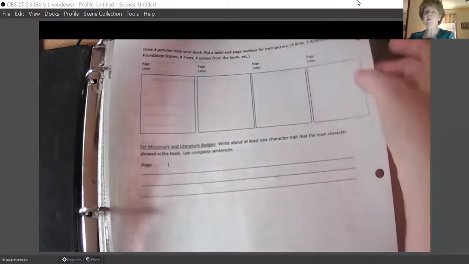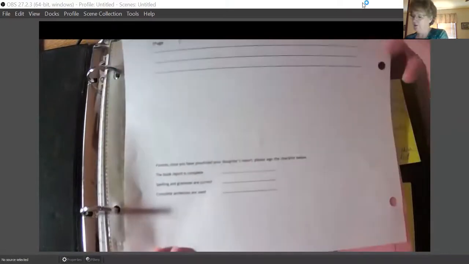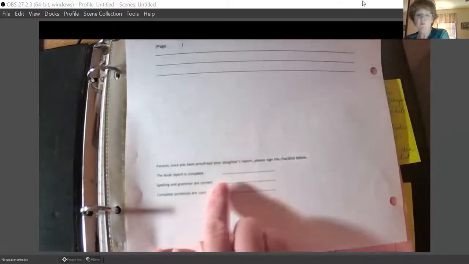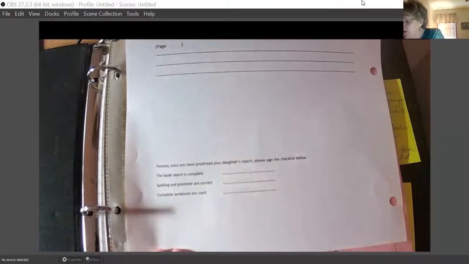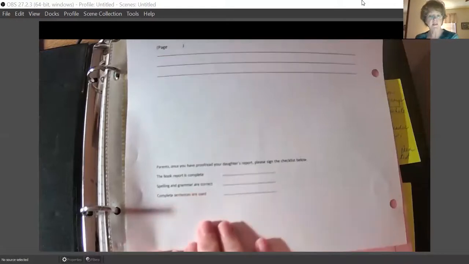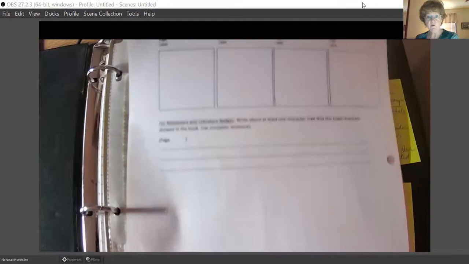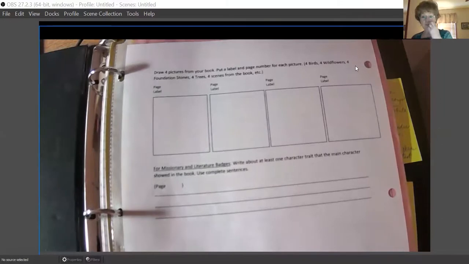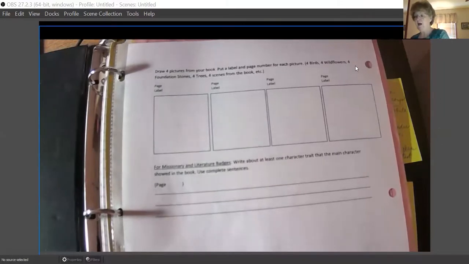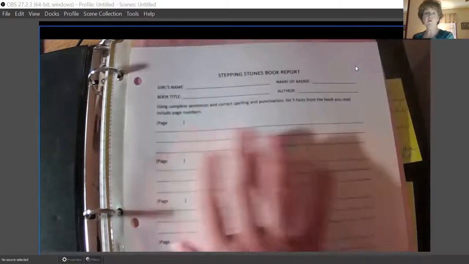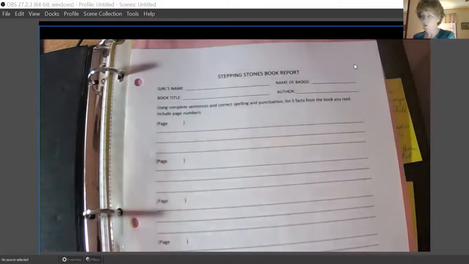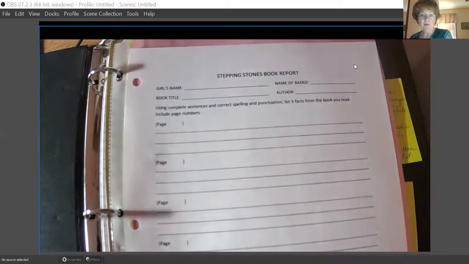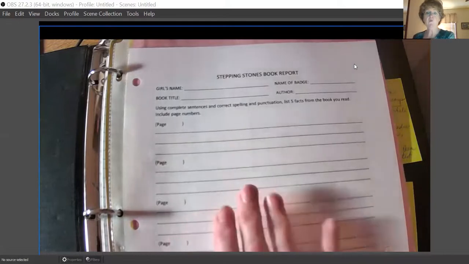Once your girl has completed this book report, the mom would sign here to say that the book report is complete, that spelling and grammar are correct, and that the girl used complete sentences. So it's going to be the responsibility of the mom now to make sure that the writing requirement for any badges has been fulfilled successfully. I can give you more copies of this book report form. I also have the Word document form that I can send to you, and you can print out as many copies as you want. Again, this is the common book report form for all badges now.